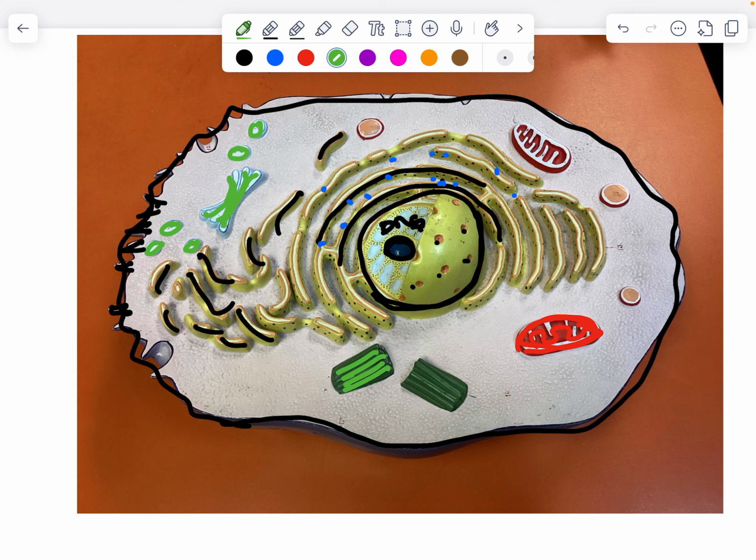We also have our centrioles. Remember, centrioles are made of microtubules, so that's why they look like lines, and they are important for cellular division. They always are going to occur in pairs.